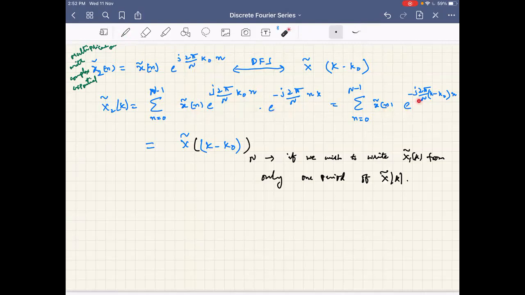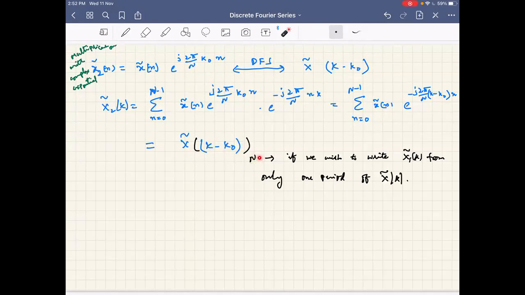turn reflects as, so this can be simply absorbed in the exponential term, and this if we want to write in a simplified version, this is the frequency coefficient of x tilde computed at k minus k naught. Okay, so that's what we have written here.